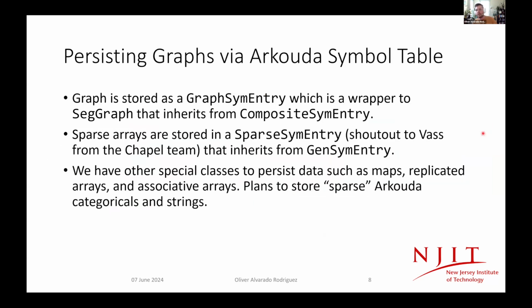We persist our graph data via some classes that inherit from both composite symentry and gen symentry, which are classes in Arkouda. The two most important ones are graph symentry, which allows us to actually store our graph objects, and sparse symentry, which allows us to store our sparse property arrays in the symbol table. We also have some other special objects to store maps, replicated arrays, associative ones, and other objects that are needed either for the data structure itself or for different algorithms. We are currently also working on generating sparse versions of our Arkouda string objects and categoricals.